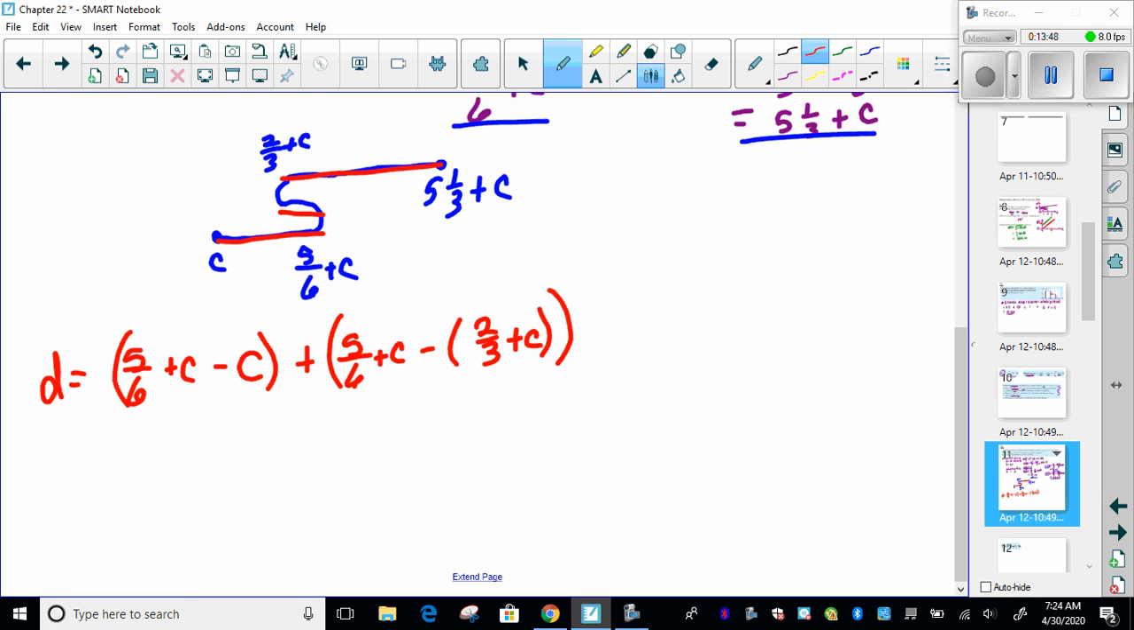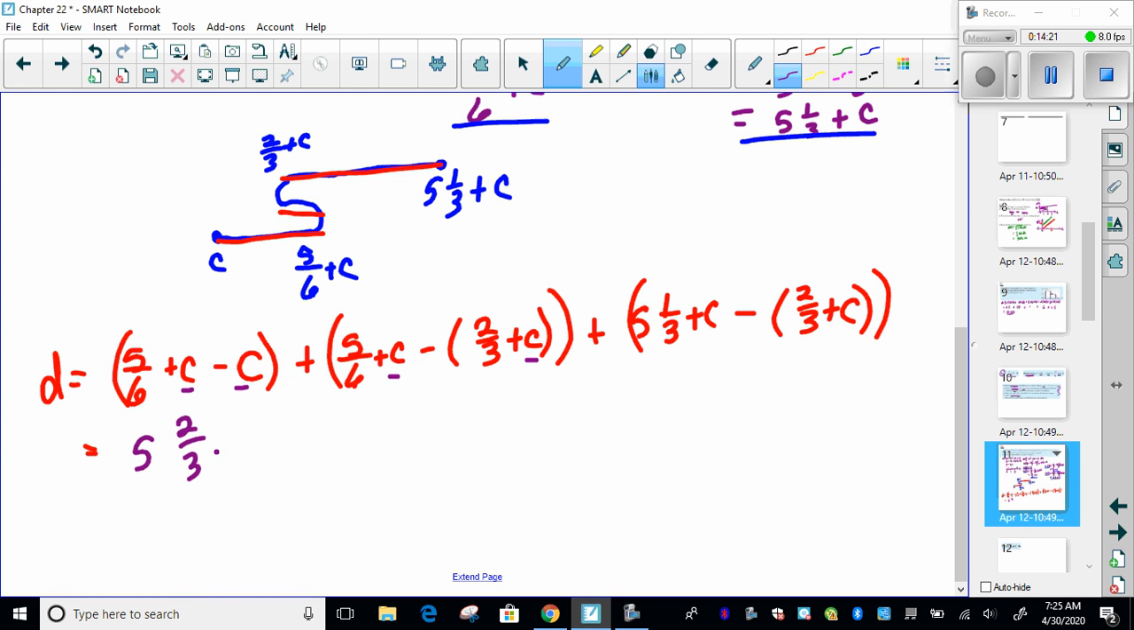And then my last one up here, again, I start with my bigger number, which is 5 1/3 plus c, and then we're going to subtract again 2/3 plus c. And then I simplify. All my c's go away. Every single c value goes away. You'll notice right here, c minus c, c minus c, c minus c. So all the c's go away. So then I just add up all my numbers, and I traveled a total distance of 5 2/3 meters. So that's my total distance traveled.